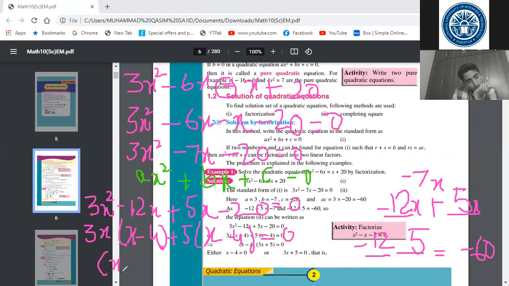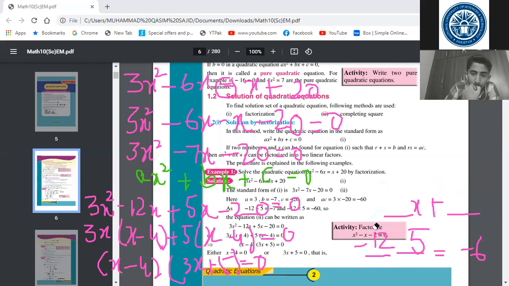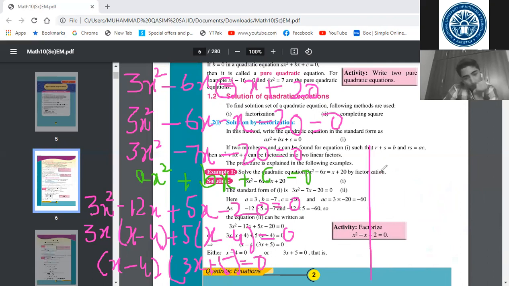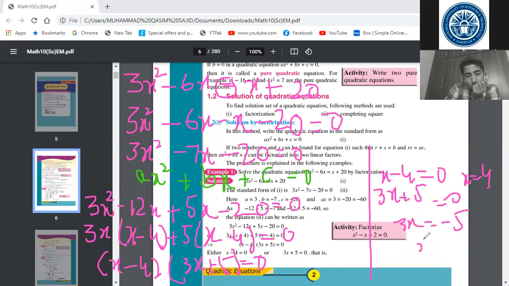Now the first factor must be x minus 4, and the second is 3x plus 5, equals to 0. Now, first is x minus 4 equals to 0, so the value of x equals to 4. And the second is 3x plus 5 equals to 0, so this means that 3x equals to minus 5 and x equals to minus 5 upon 3.